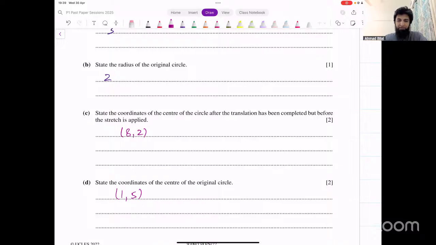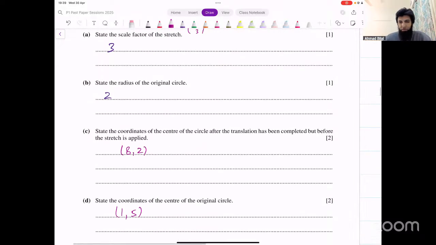Make sense? This was a bit tricky, to be honest, because we had to do the reverse transformations. So it required some thinking. Any issues with this? Wouldn't it be plus 7?